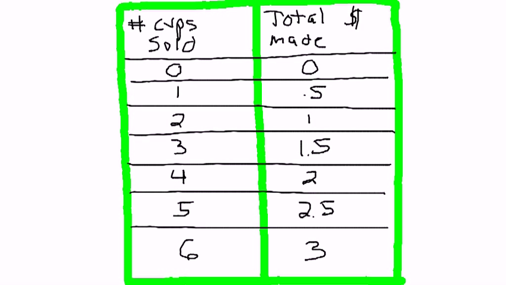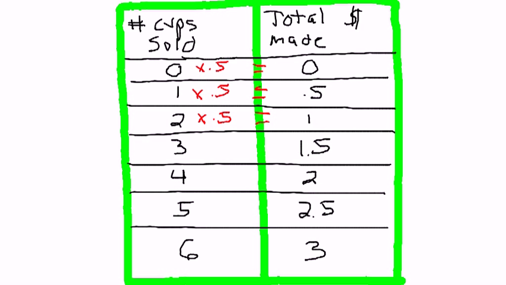Now, let's try to find a more specific relationship. Notice that if we multiply 0.5 by the number of cups sold, you will get the total amount of money made. So, if you sell 0 cups, multiply it by 0.5, you get 0. 1 times 0.5 is 0.5. 2 times 0.5 is 1. If you notice, this simple computation works for every single value in the table.